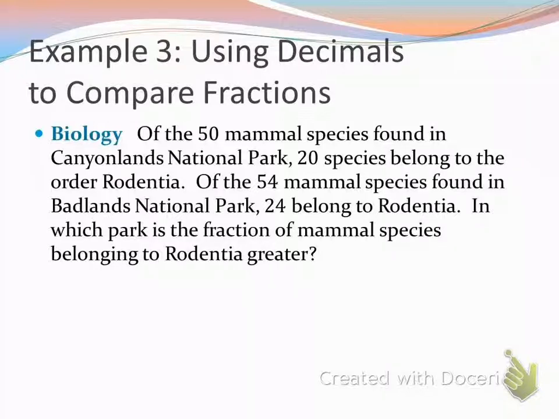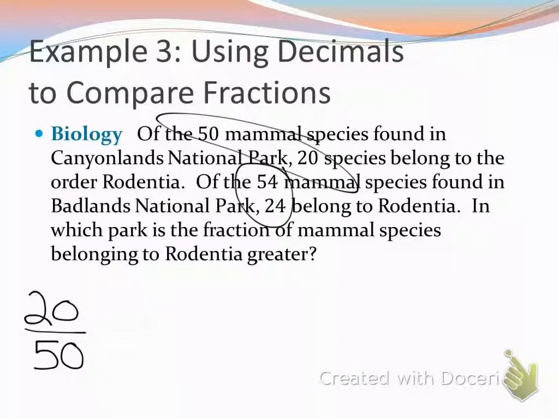Okay, so how could I write this first set of numbers as a fraction? Would it be 20 over 50 or 50 over 20? Well, which one is the total? 50 is the total, and we know that the total always goes in the denominator. So 50 is in our denominator and 20 is in our numerator. What about that second set of numbers? What's my total? 54. Okay, so 24 over 54.